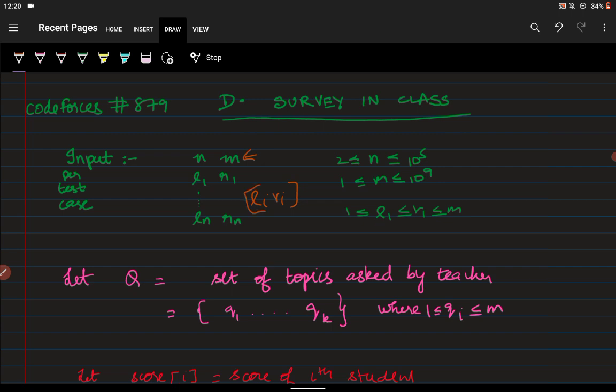Now the teacher will ask questions from the topics, and if the student has read about that topic, his score will increase by 1, and if the student has not read about the topic, his score will decrease by 1. The teacher wants to maximize the difference between the maximum score achieved by a student and the minimum score achieved by a student.